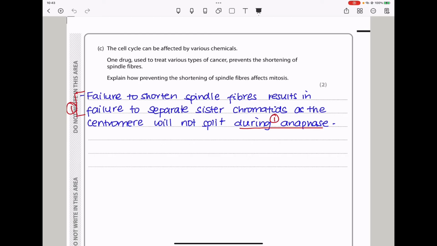Shortening of the spindle fibers allows for the sister chromatids to be separated. So if that doesn't occur, then it means they will not be separated. So failure to shorten the spindle fibers results in failure to separate sister chromatids, as the centromere will not split during anaphase.